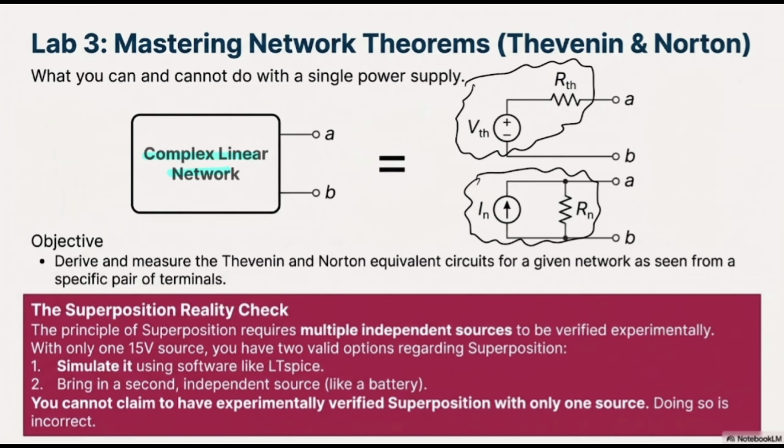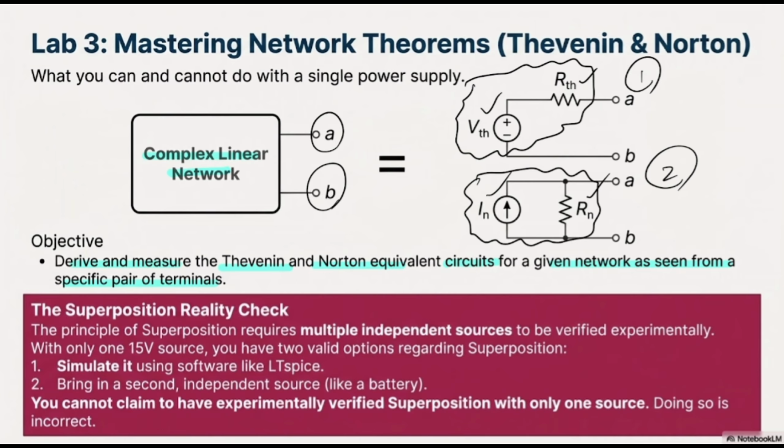We call this one R Thevenin and this one R Norton, which are going to be the same, but V Thevenin and I Norton are going to be different, though they still have a little bit of a relationship. It means that if I look through A, B, or through 2 points, I can mimic the whole circuit by using either the Thevenin model or the Norton model. So what was the objective? Again, we are going to derive and measure the Thévenin and Norton equivalent circuit for a given network as seen from the specific pair of terminals.